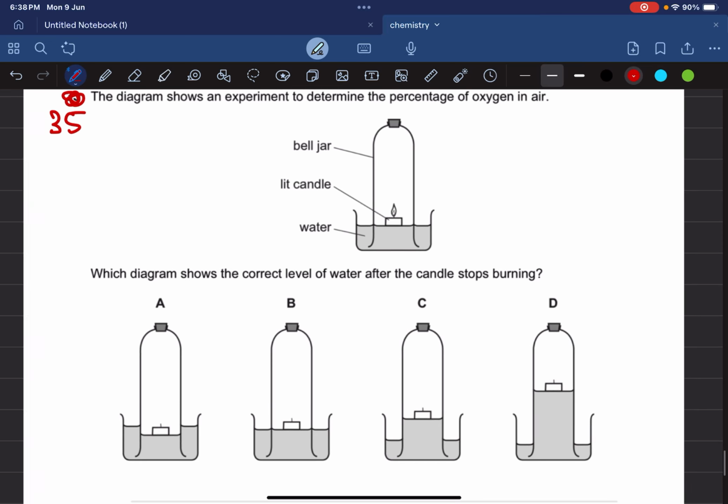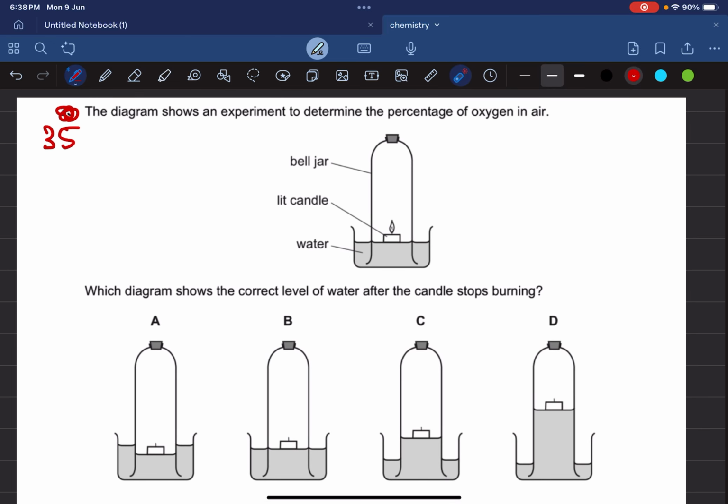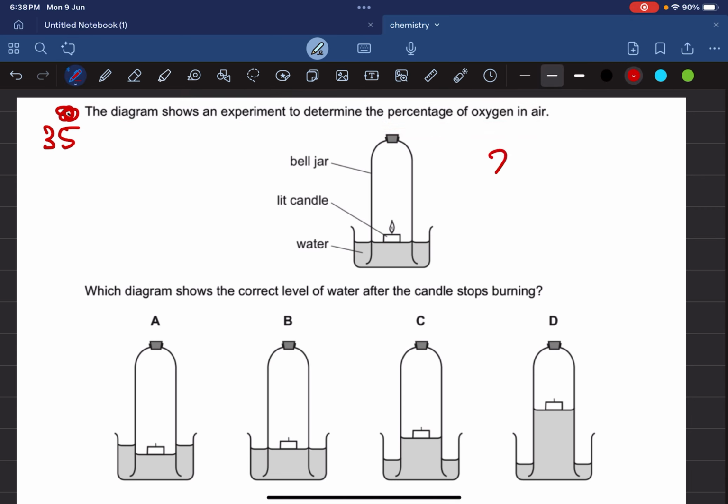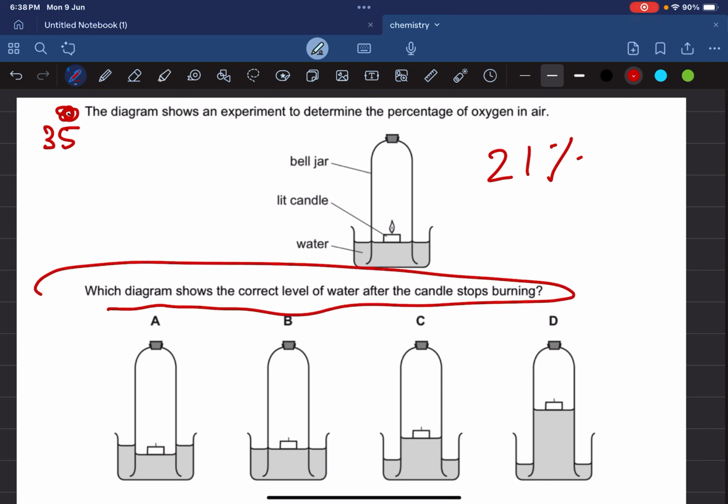Okay, now this one is a really, really good MCQ. It's going to test your physics concepts as well with your chemistry concepts. If you're able to do it, then you're going really well. The diagram shows the experiment to determine the percentage of oxygen in air. You know, oxygen is 21% in air. Which diagram shows the correct level after the candle stops burning? Tell me, what's going to be the correct level? What do you guys think?